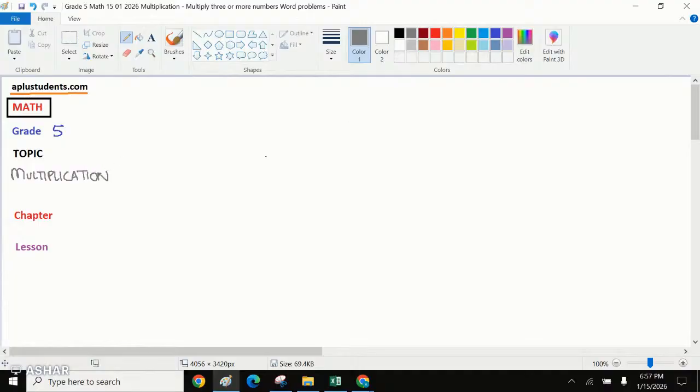I'll give you the lesson number and the chapter number. The chapter number is 11. And the lesson number for today is also 11. The name of the lesson is multiply 3 or more numbers. Okay, we are multiplying 3 or more numbers.